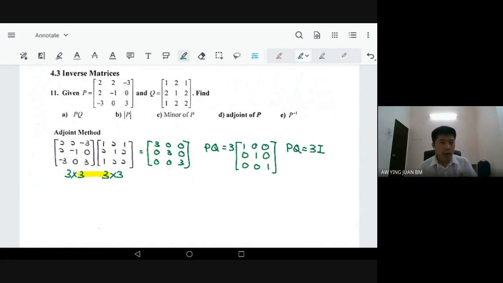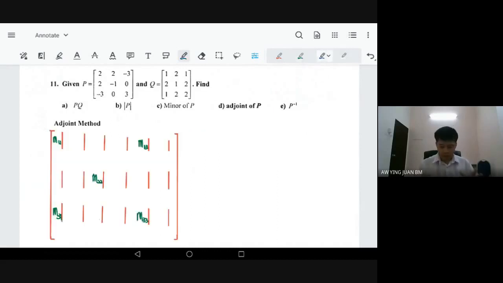Next, we are going to look at the determinant of P, followed by the minor of P, and then the adjoint of P and the inverse of P. Based on the previous discussion, do not follow the order. Finding the determinant is redundant with the minor, and the adjoint of P is also redundant with the minor. So my suggestion is to find the minor of P before moving forward to the adjoint and the determinant of P.